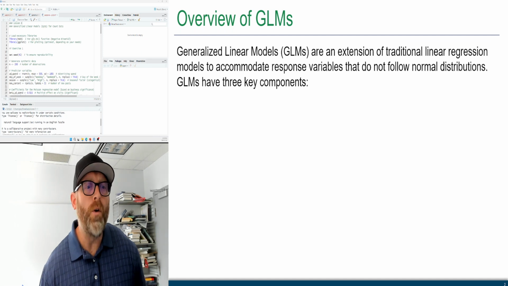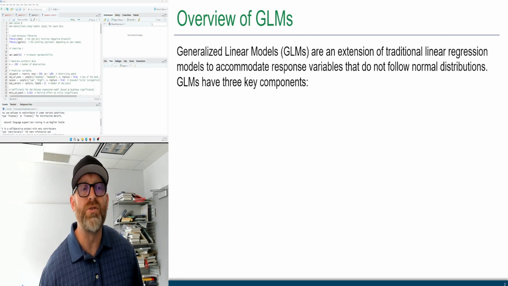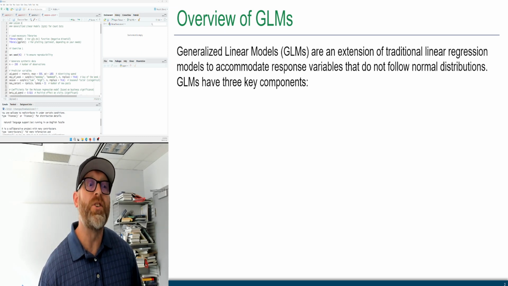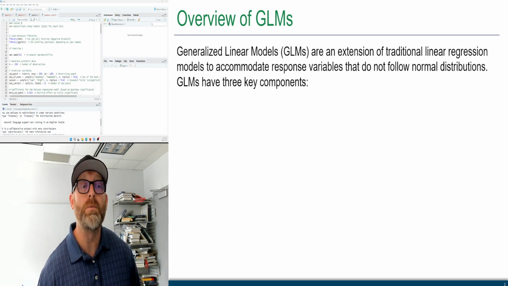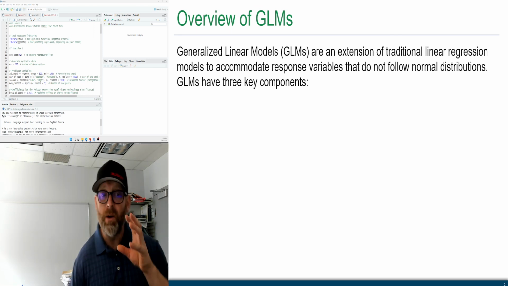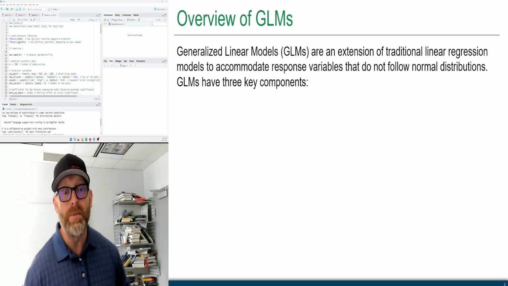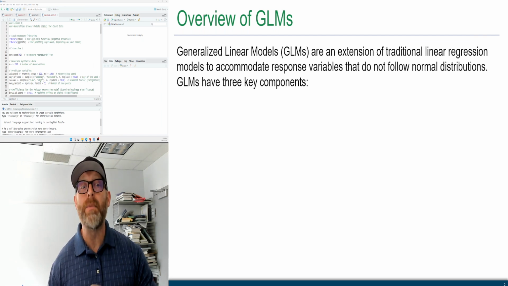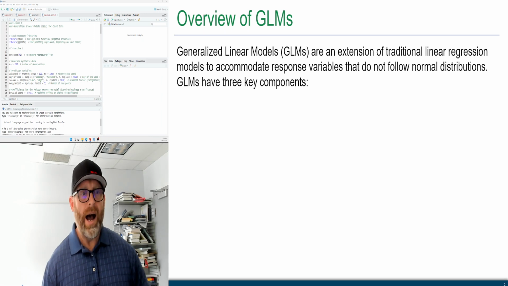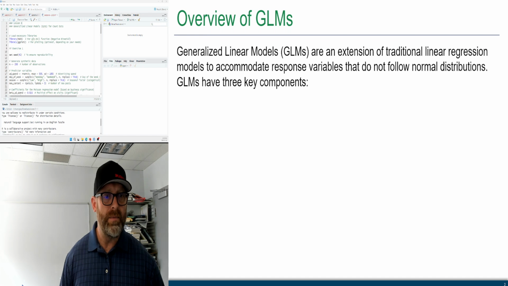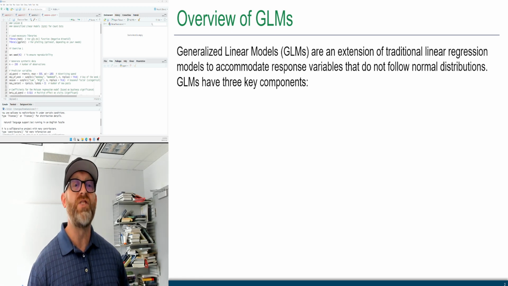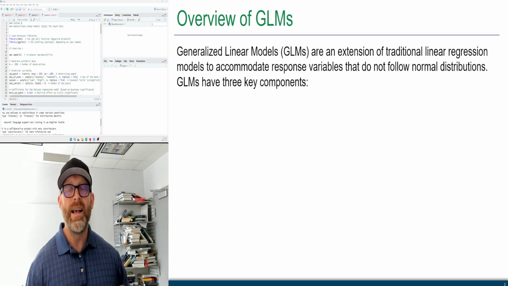All right, so a quick overview of generalized linear models, or GLMs for short. Generalized linear models are an extension of traditional linear regression models to accommodate response variables that do not follow a normal distribution. Remember how the response variable beforehand followed a normal distribution? Well, that's not going to be the case this time. Specifically for what we're dealing with today, it's going to be count data. GLMs have 3 key components.